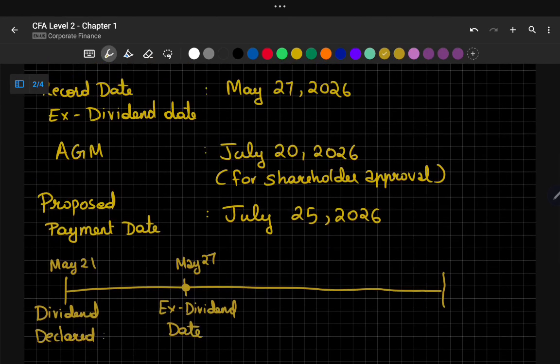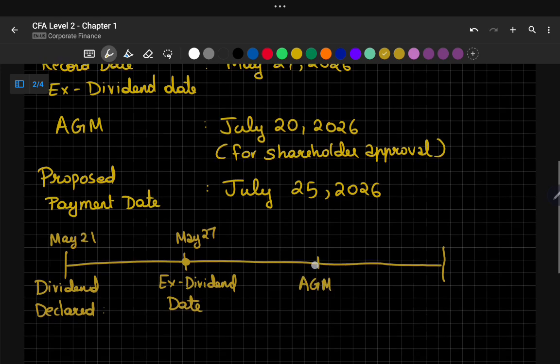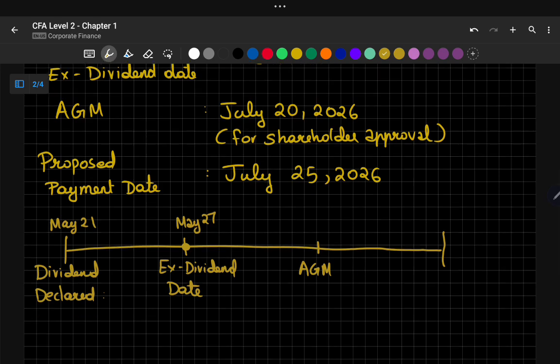Now then there is an AGM meeting for shareholder approval. So this is not mandatory for every country, as we discussed. Like USA doesn't require shareholder approval. Most of Europe requires shareholder approval. In India, for final dividend payments, shareholder approval is required. So the AGM meeting is on July 20th, and then if it is approved, the payment would take place on July 25th.